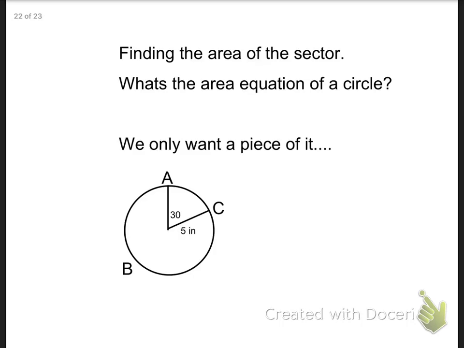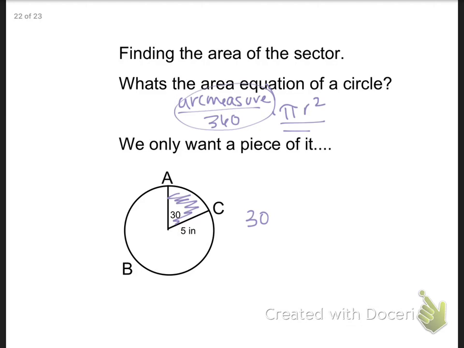Now we're doing area of a sector. So instead of 2 pi r at the end, now I want a slice of the inside. So I'm going to do arc measure divided by 360 times pi r squared. That means I want a piece of my inside. So 30 divided by 360 times pi r squared. Get the fraction, or the decimal, so 2.1 pi inches, and since we're doing area, squared.